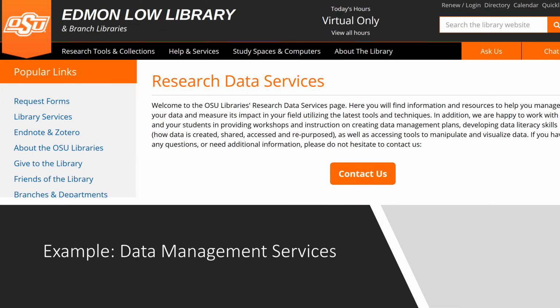So they really focused on getting the message out, partnering with other folks around campus to make sure that people knew about the research data services at the library, as well as providing workshops about particular tools that could help those faculty who were involved in research data management.